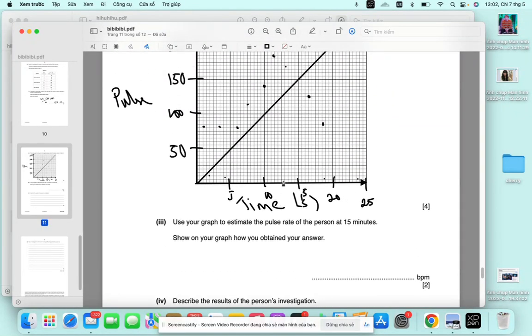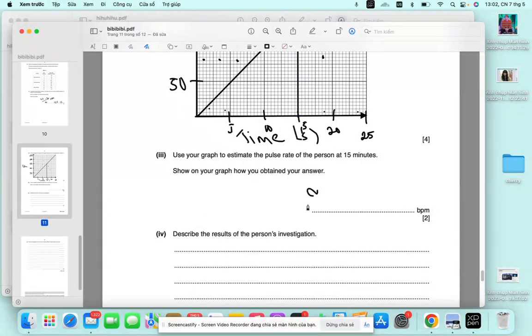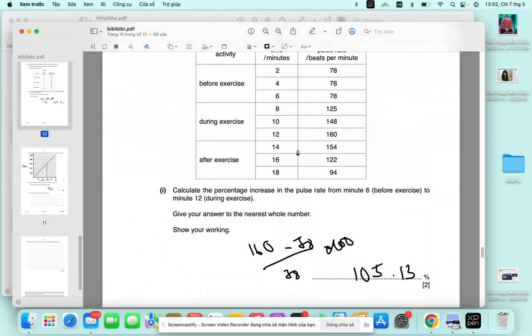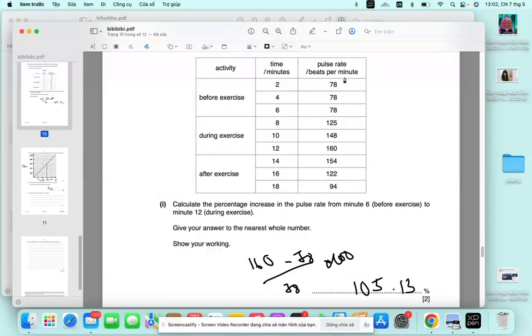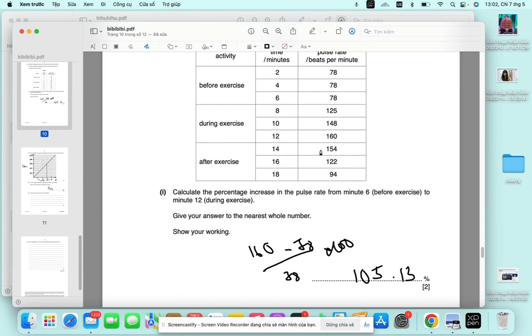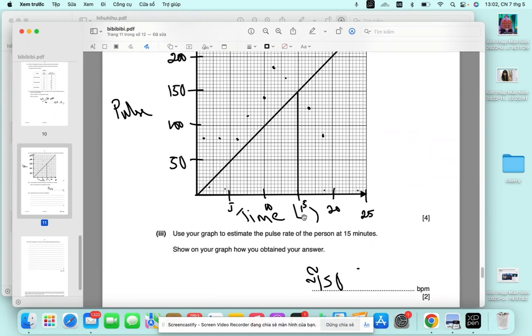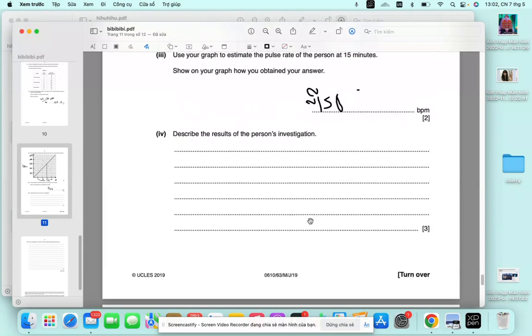Okay, 15 minutes. So I'm gonna draw up 15 minutes. It's 150, approximately 150 beats per minute. The result of the person's investigation. So we could see the most pulse rate beats per minute is, oh, this is not second, this is minute. I'm gonna change it to M.